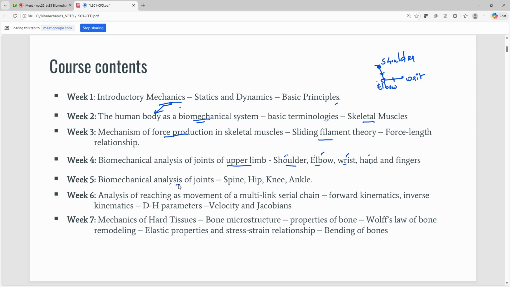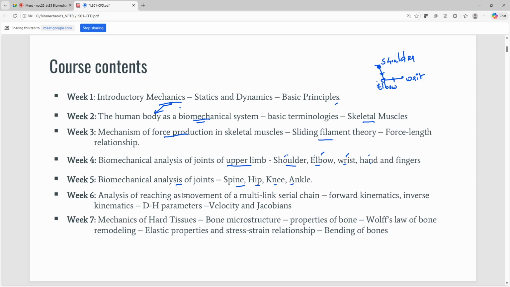Then in week 5, there are different kinds of joints. The shoulder is a ball and socket joint, which has many more rotational degrees. However, the other joints like spine, hip, knee, and ankle do not have many degrees of rotation. It is kind of limited. So all those joints are analyzed in week 5.